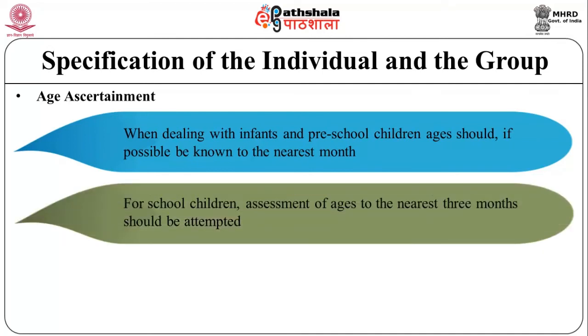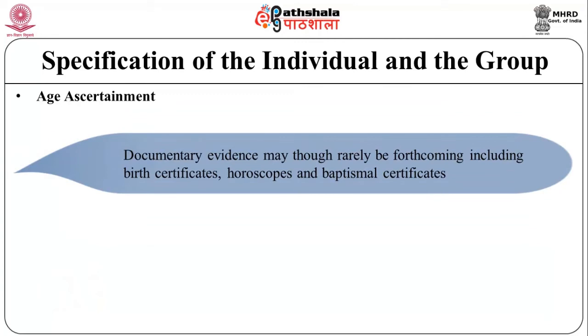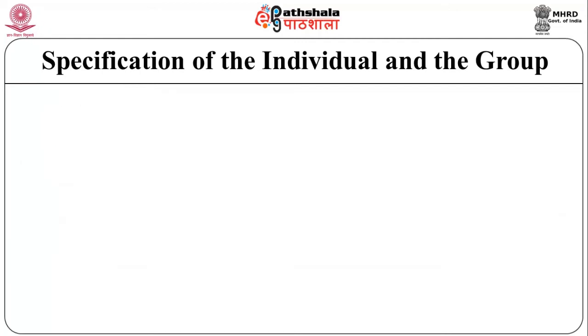For school children, assessment of ages to the nearest 3 months should be attempted in field surveys. In certain circumstances, age assessment in young children may be attempted in various ways. Documentary evidence may, though rarely, be forthcoming, including birth certificates, horoscopes, and baptism certificates. Care must be taken to encourage people to bring these vital papers at the time of examination.